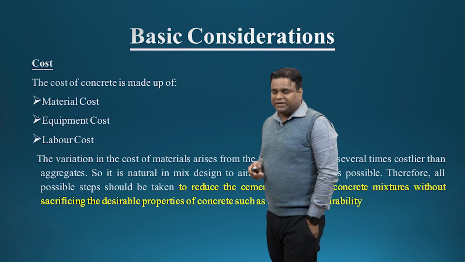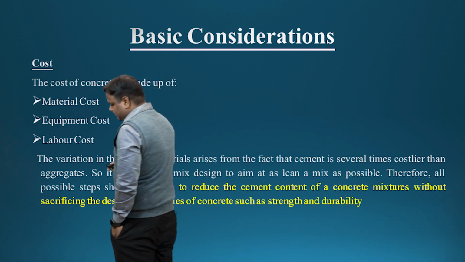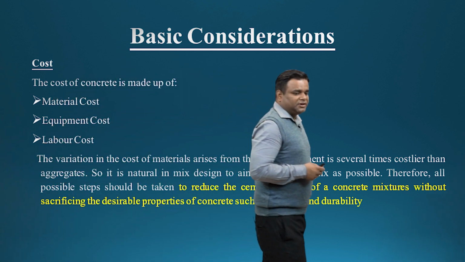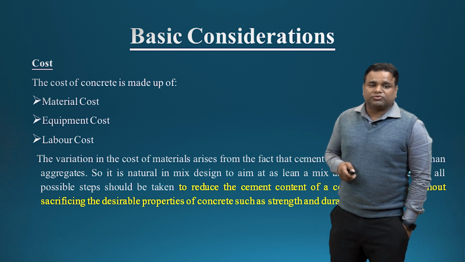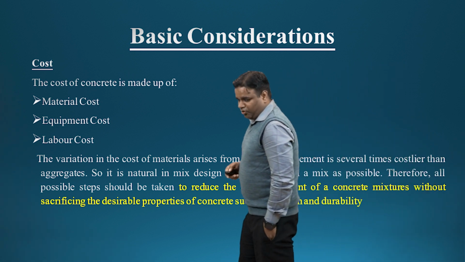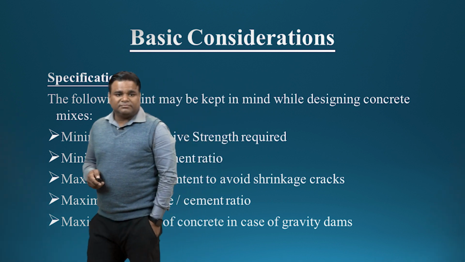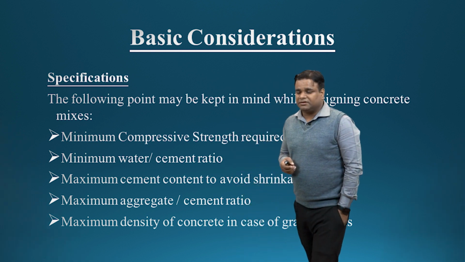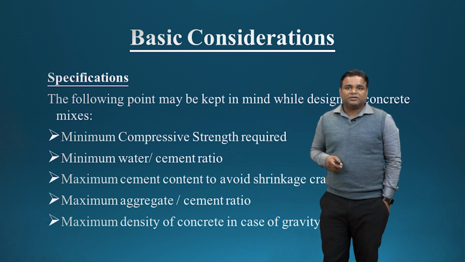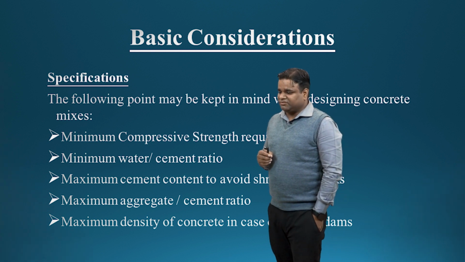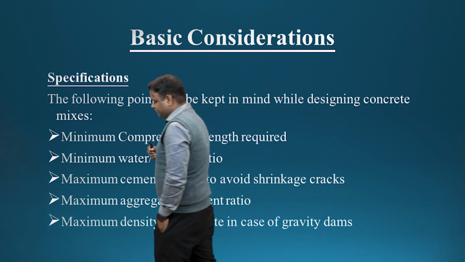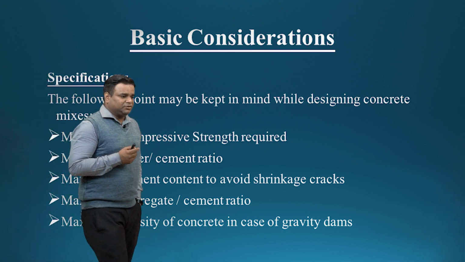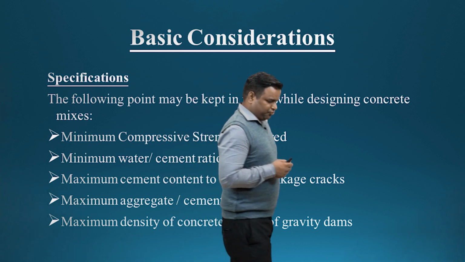Then equipment cost is also very important. We have to use proper equipment for the testing of the concrete. Labor cost is also included in the design of the concrete. Then there are some following points that have to be kept in mind while designing the concrete mix. First, the minimum compressive strength is very important. Just like if you are designing for M20, M20 strength should be achieved, otherwise our concrete is not acceptable in the process.